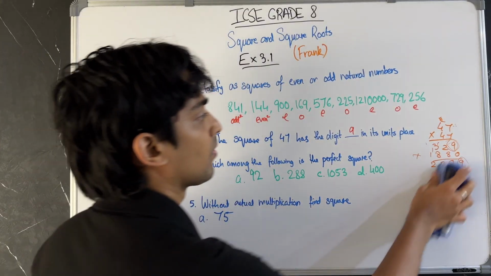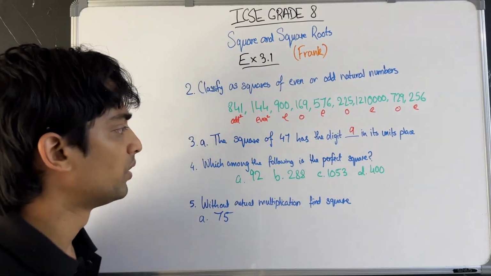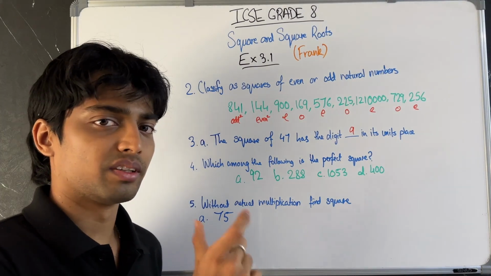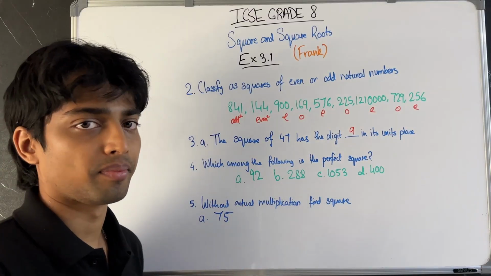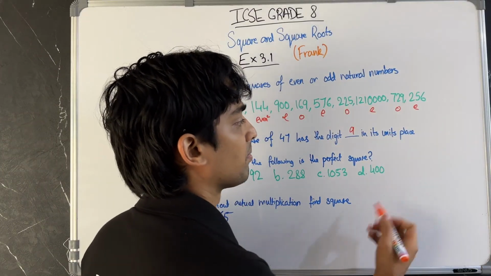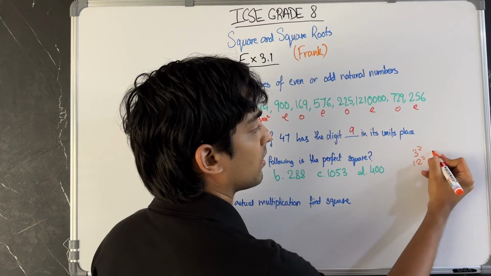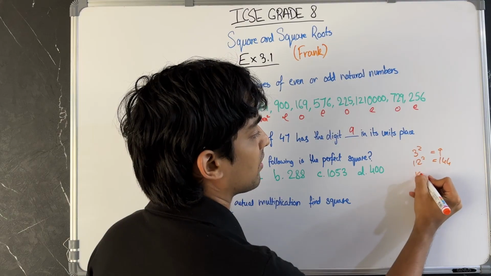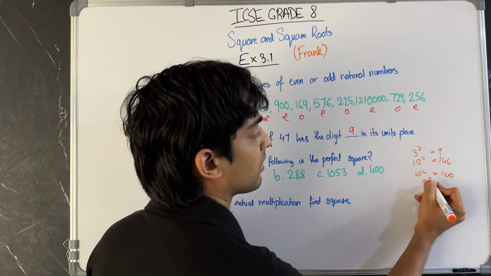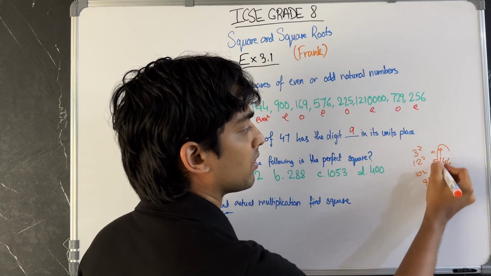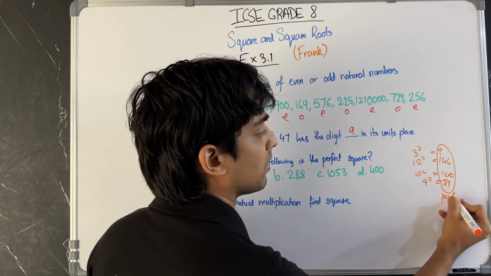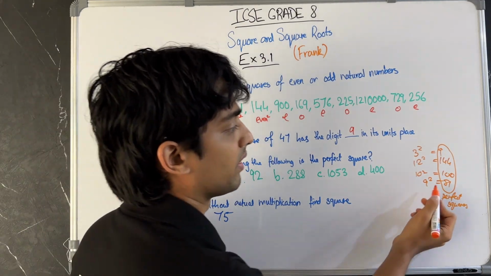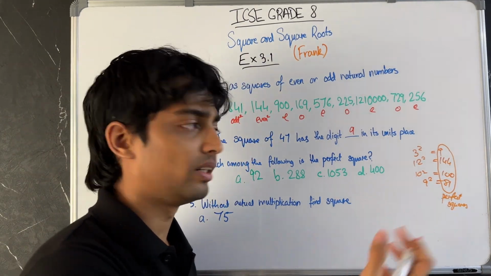Now, next we have: which among the following is a perfect square? What is a perfect square? A perfect square is a number which is the square of an integer. Like, let's say 3 square is 9, 12 square is 144, 10 square is 100, 9 square is 81, and so on. So these numbers are perfect squares. Why? Because their square root is an integer. They are a square of an integer.